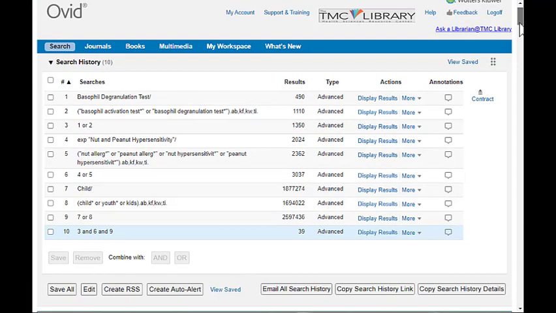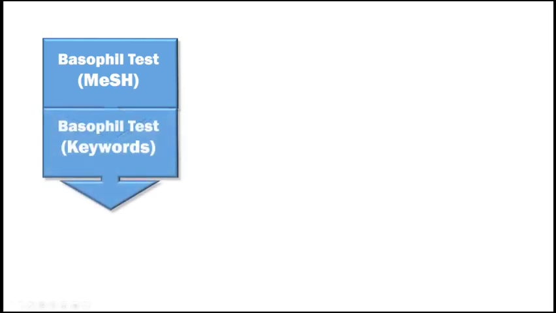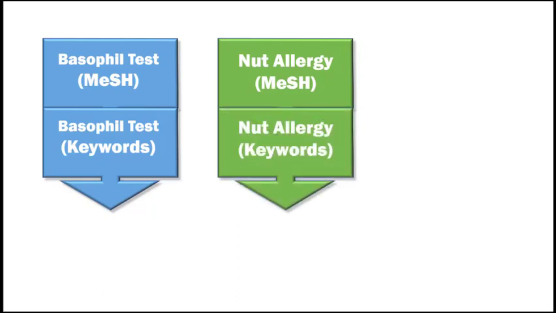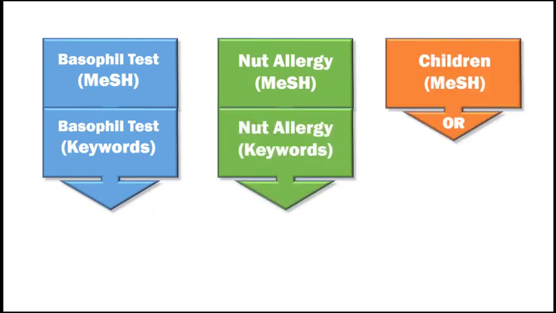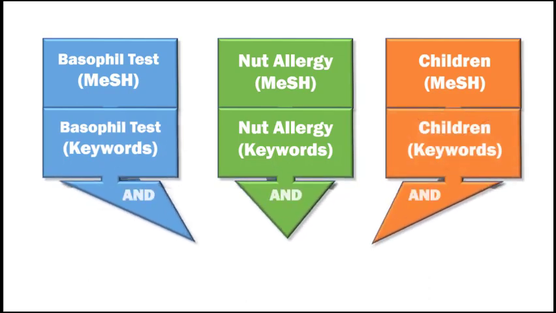Let's quickly recap that search with our building block analogy. First, we combined a search for the MeSH and keywords related to the basophil activation test with or. We did the same thing with nut allergies and also with our third concept of children. Once all of our MeSH and keyword searches were performed for all concepts, we combined them with the Boolean operator and, and this gives us our final list of results.